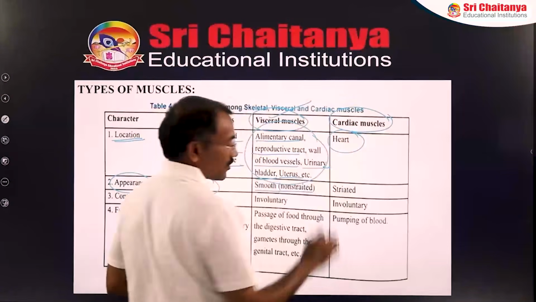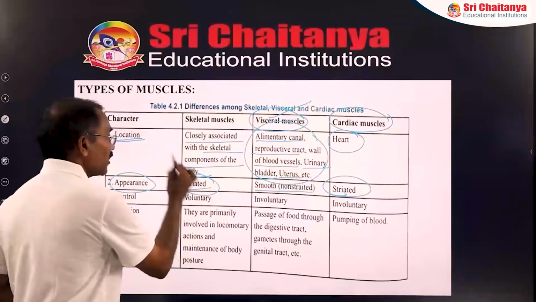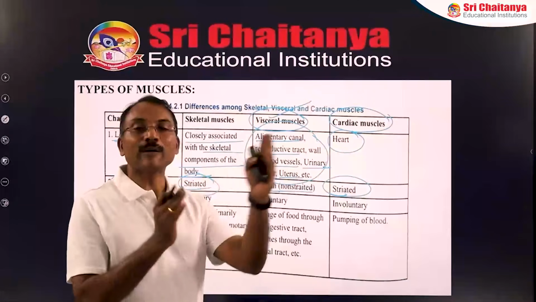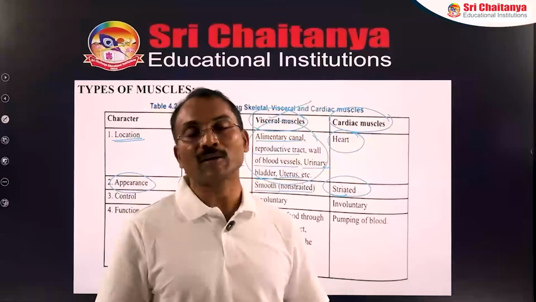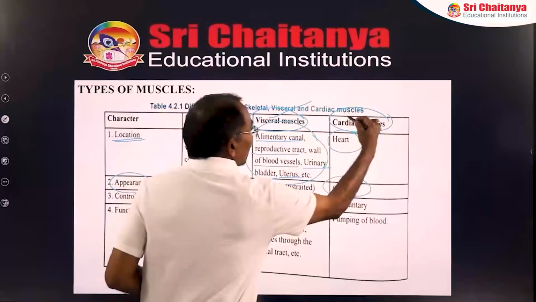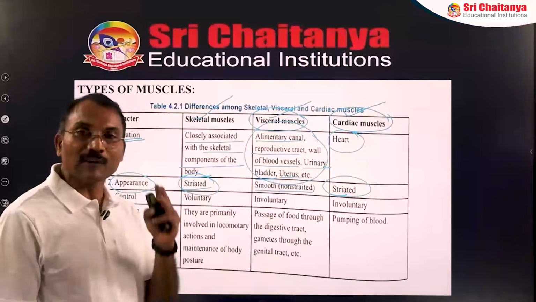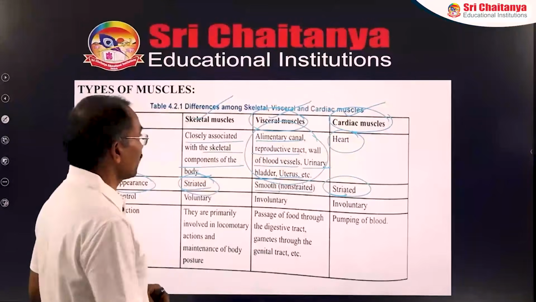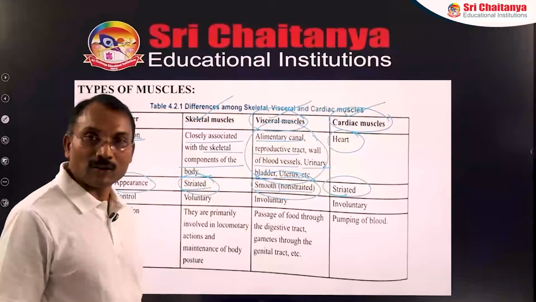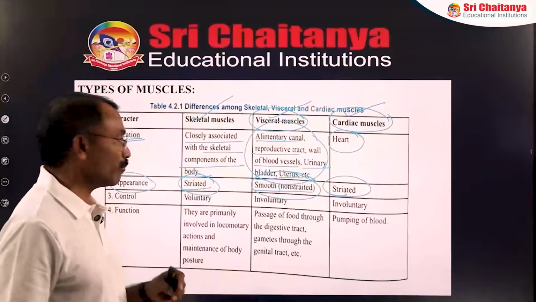What about cardiac muscles? Cardiac muscles are also striated muscles, just like skeletal muscles, because here also dark and light bands are seen due to regular arrangement of myofilaments. So in skeletal muscles and cardiac muscles, striations are seen due to regular arrangement of thick filaments and thin filaments, whereas in visceral muscles, irregular arrangement of thick and thin filaments causes a smooth appearance, that is, unstriated muscles.